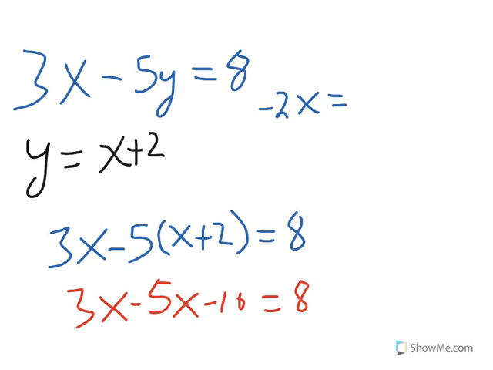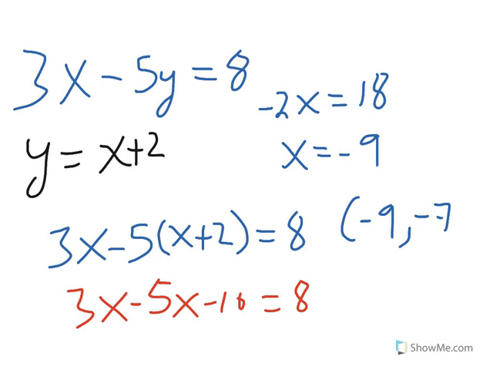Negative 2x is equal to 18, bless you. x is equal to negative 9. Now that I know that x is equal to negative 9, plug it back in, and so we get our answer as negative 9, comma, negative 7.